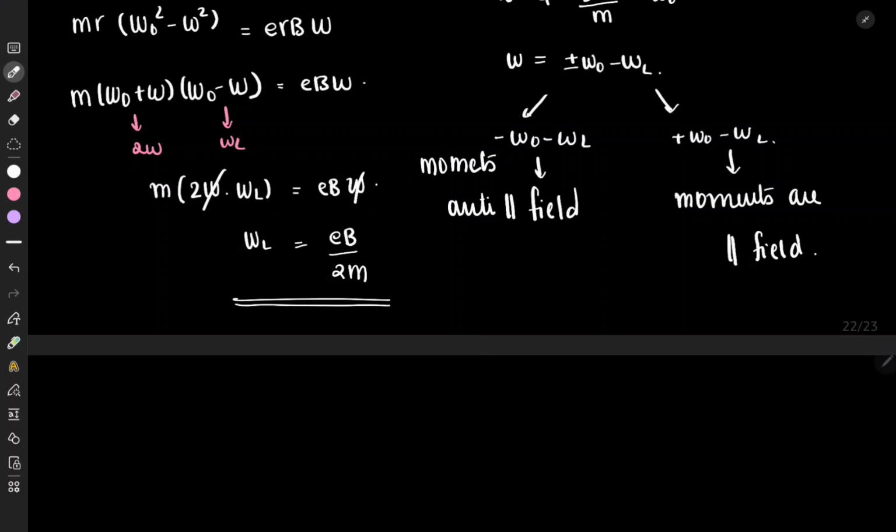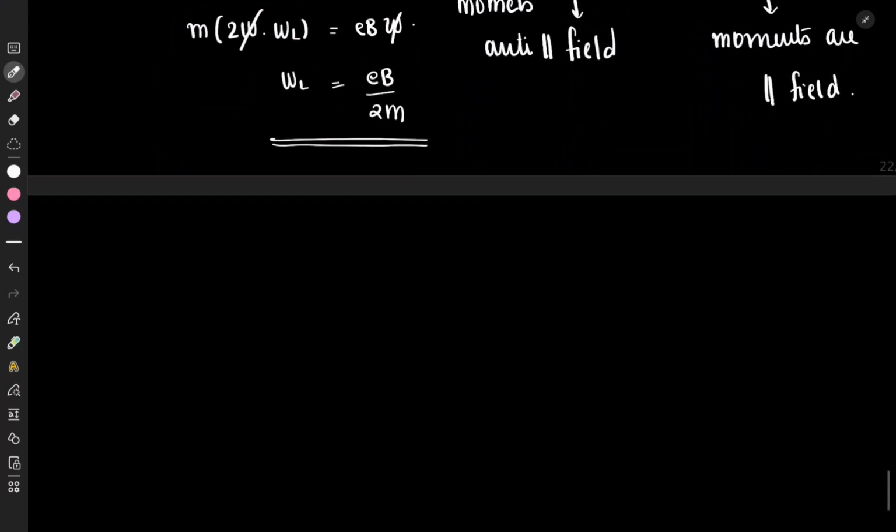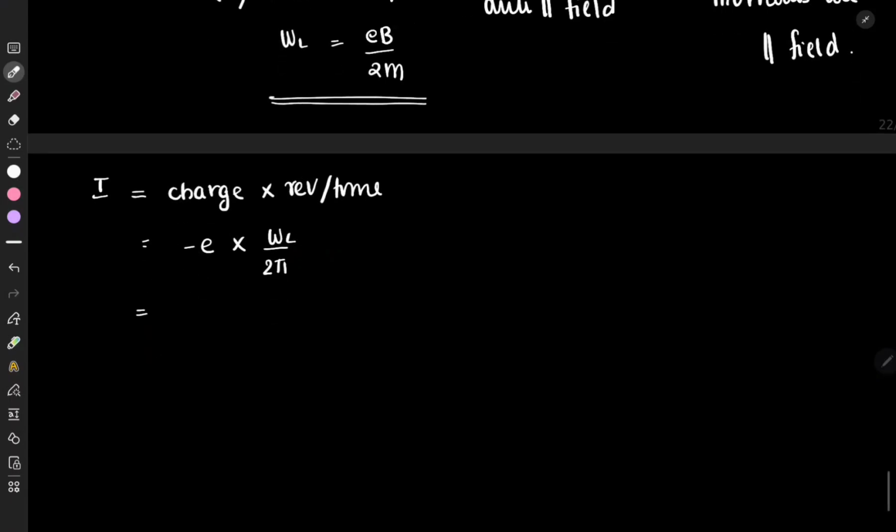Now what we can find is the current. Current is nothing but charge into revolutions per unit time. So charge into revolutions per unit time gives you minus e into omega by 2 pi. And this is omega L. Substitute the value of omega L, which is eB by 2m, and again you will get minus e square B by 4 pi m.